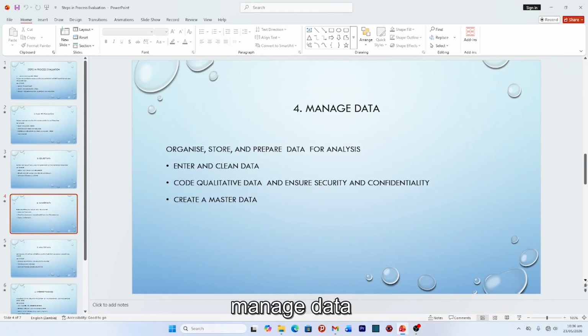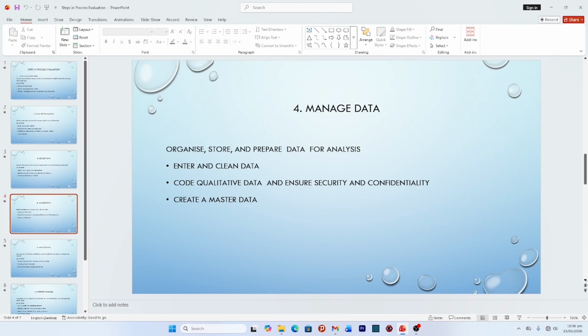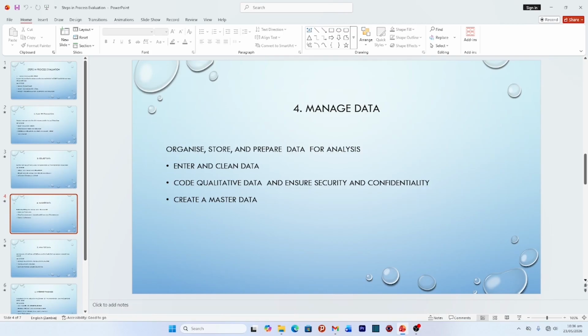The fourth step is to manage data. Organize, store, and prepare data for analysis. Key actions include: enter and clean data, code qualitative data, and ensure security and confidentiality. Create a master database.